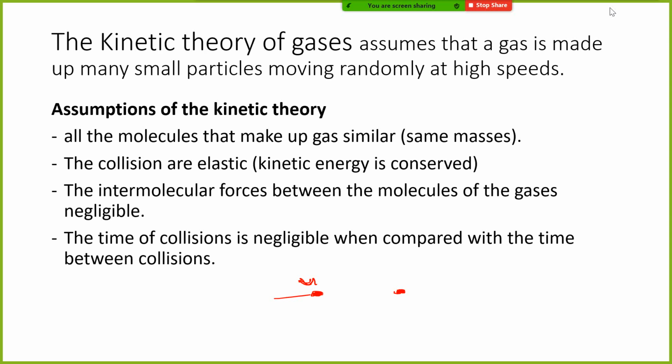So as we said, the broad assumption for the kinetic theory of gases is that the gases are made up of tiny particles that are constantly moving in random directions at high speeds. So that's a main assumption surrounding the kinetic theory of gases, right?